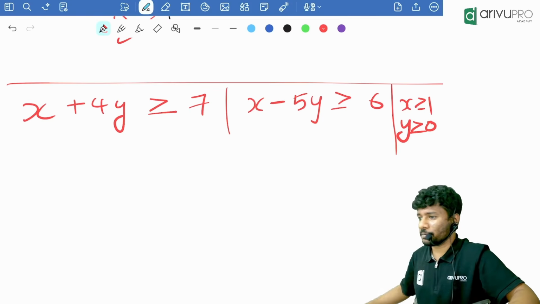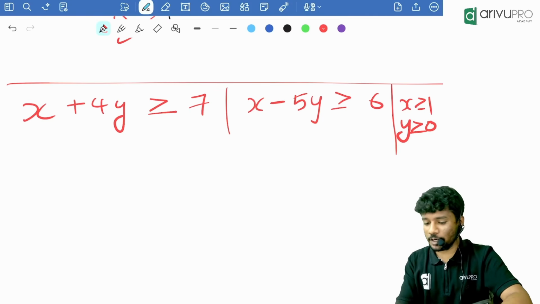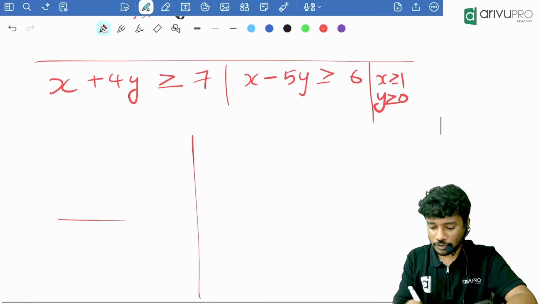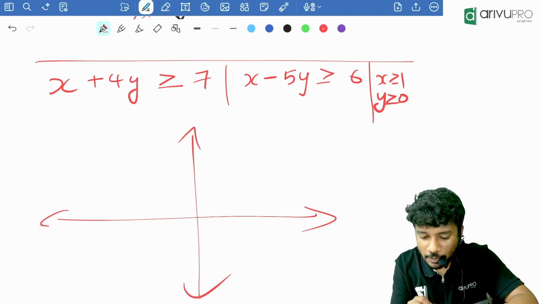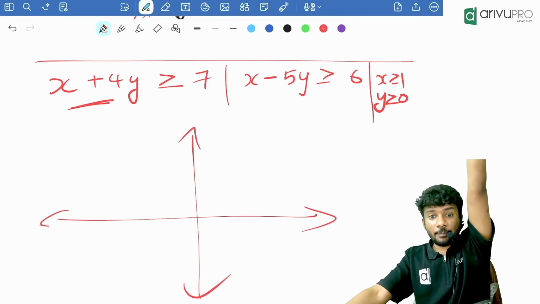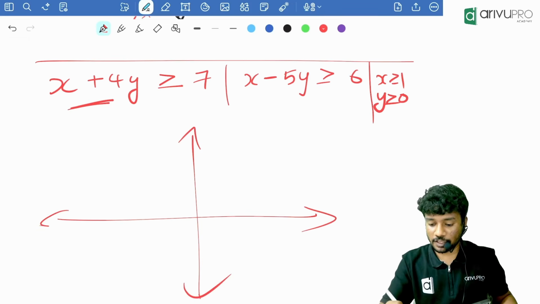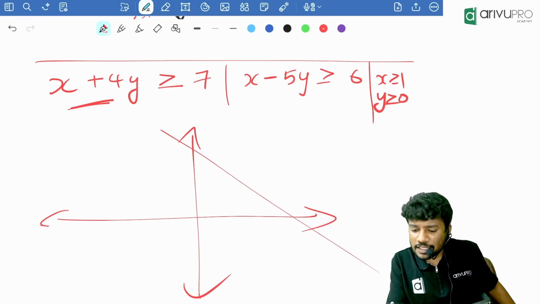Let there be 4 graphs. Y is greater than or equal to 0. One by one we will draw. Signs are same means what? Signs are same means upper left to lower right. First graph looks like this. Done.